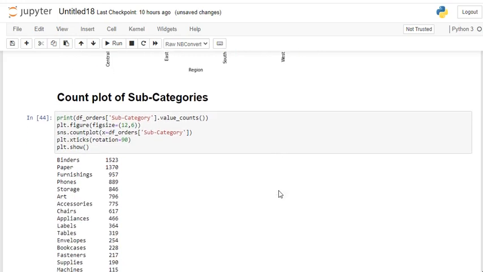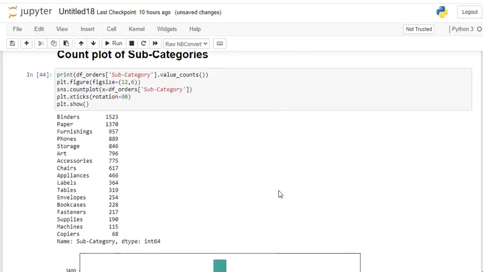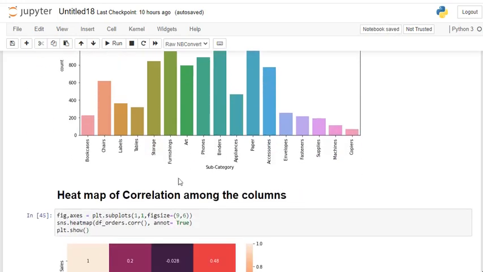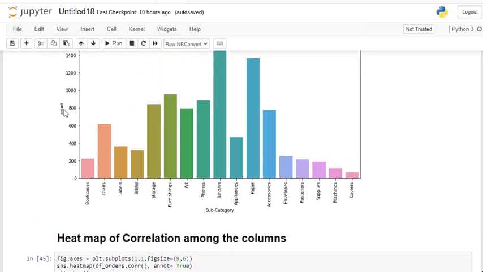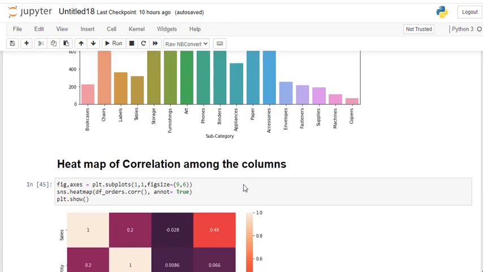Okay, right. Count of subcategories, count plot of subcategories, and these are the subcategories and what is the count. Here bookcases, how many numbers are there, chairs, how many numbers are there, and copiers, the number. Likewise, the information can be derived from this plot.